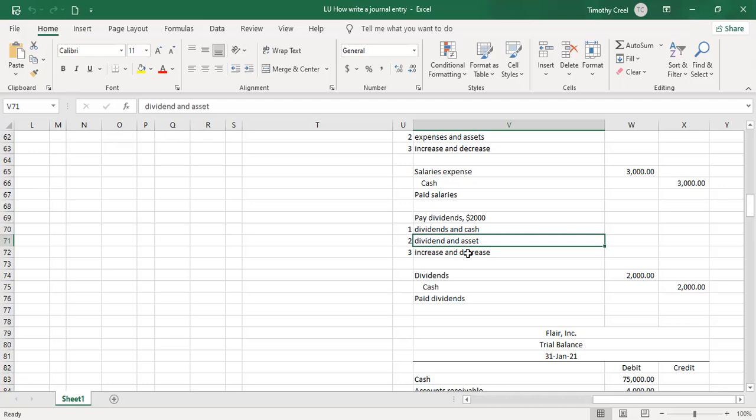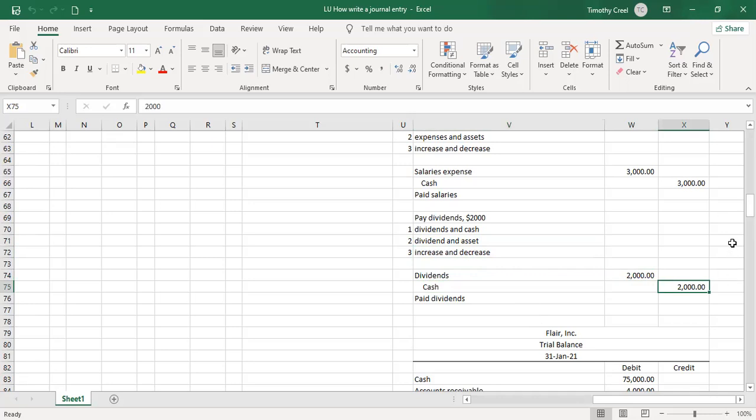Anytime we declare dividends, we are increasing the dividends. And anytime we pay them in cash, we are decreasing cash. So if we look at the big picture, an increase to the dividend accounts is going to be a debit. A decrease to the cash account is going to be a credit, looking at the T accounts up above.